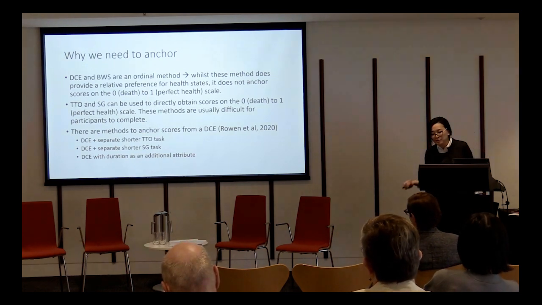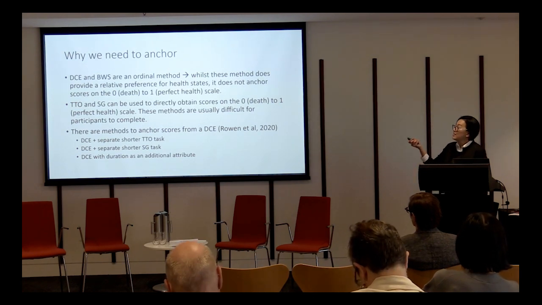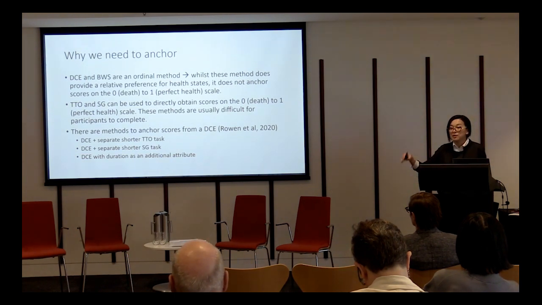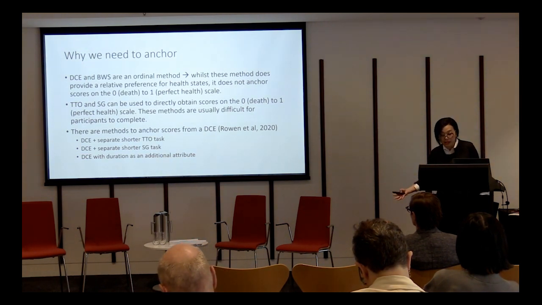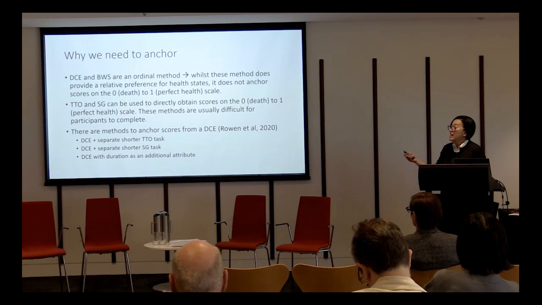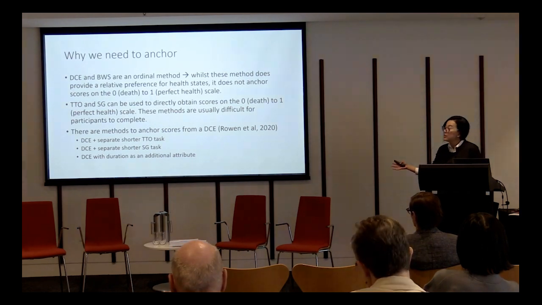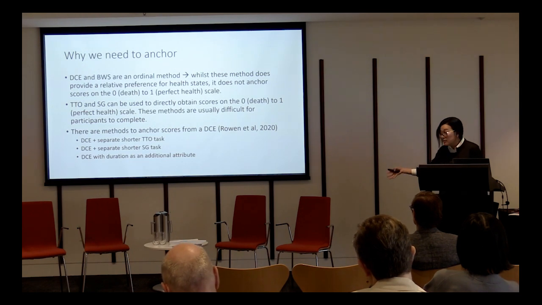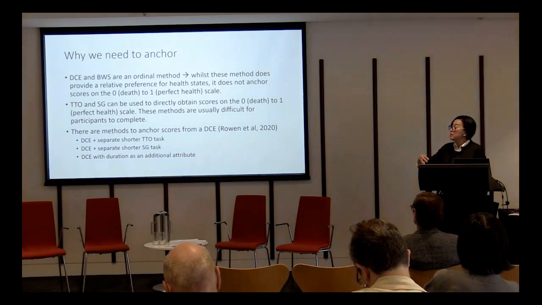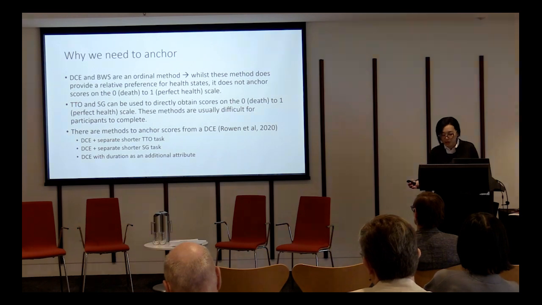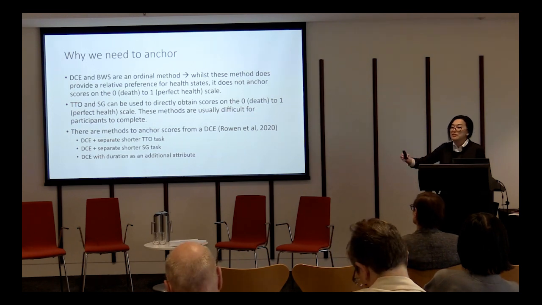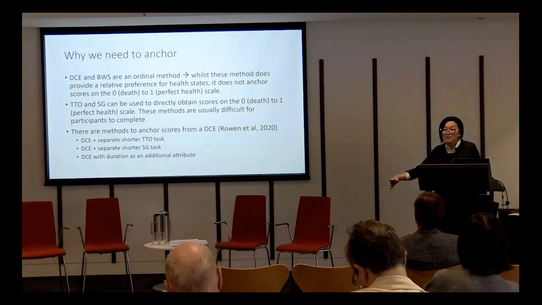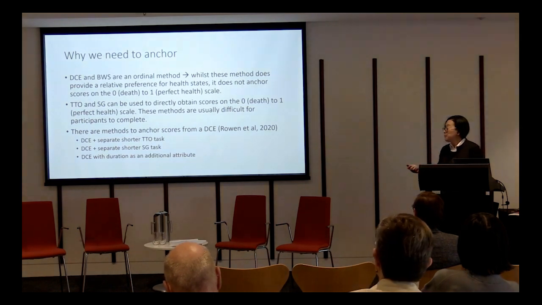So basically, because we're using ordinal methods, we need this additional step to anchor the scores that we come up with. And there are methods to anchor scores from a DCE. You can have a DCE and then a separate time trade-off task, or a separate standard gamble task, or have a DCE with duration as an additional attribute. Again, the duration would be the duration until immediate death afterwards. And so that would not be appropriate among younger kids.